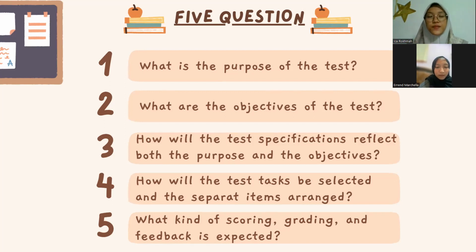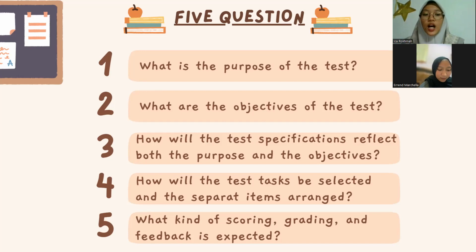For example, in a speaking for informal interaction course, in the chapter about asking for directions, the students should be able, at the end of the class, to know how to give directions, how to explain the directions. So it is called the objective of the test.